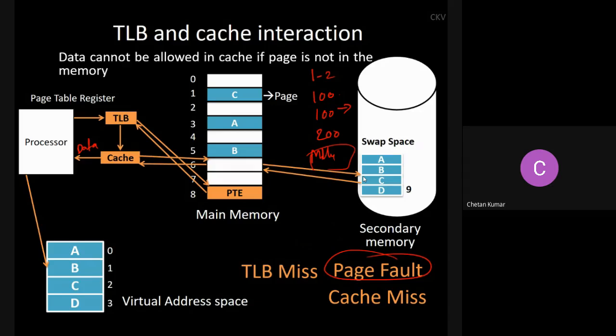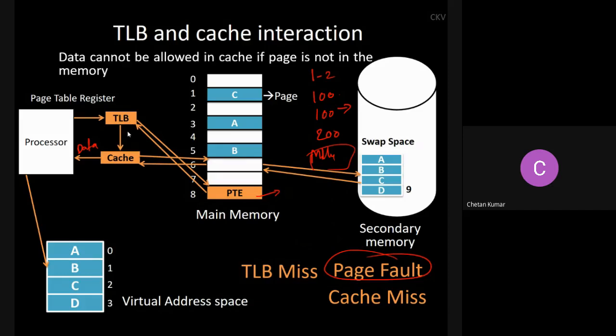There is also a possibility that no mapping exists. No mapping means the valid bit is 0 in the page table, which basically means the page is not there. Once the page table gets updated with the mapping information, that mapping information will be updated in the TLB also.